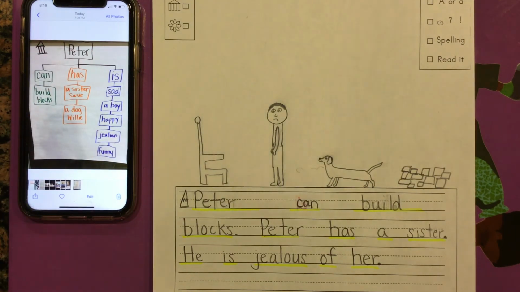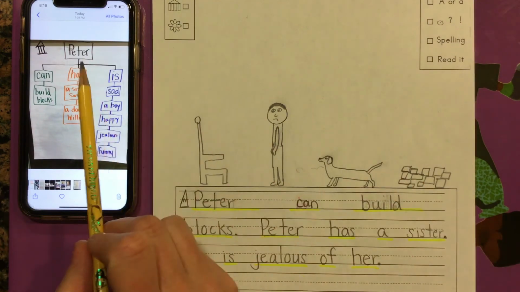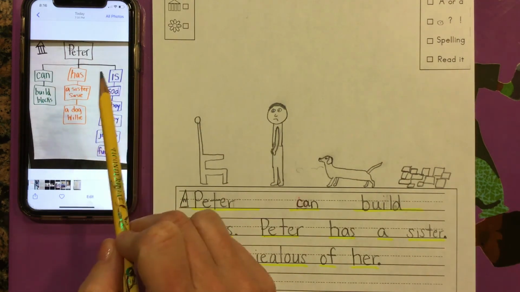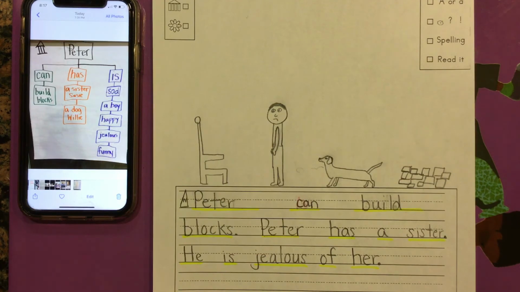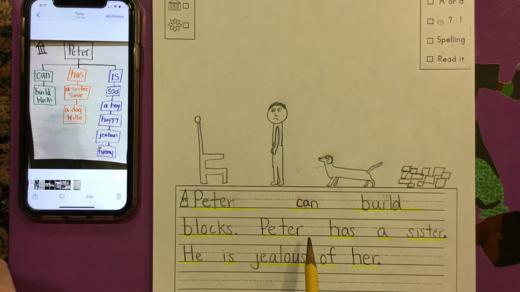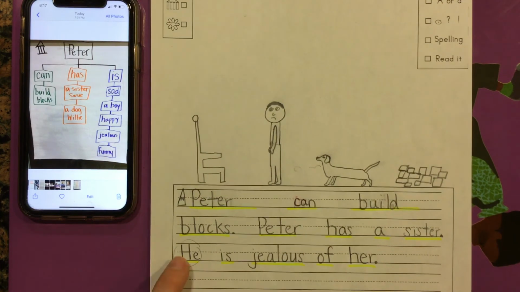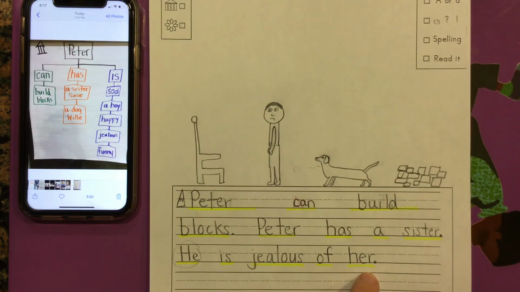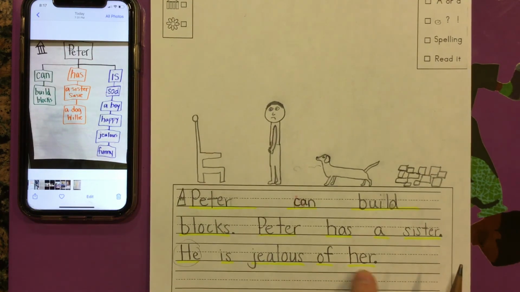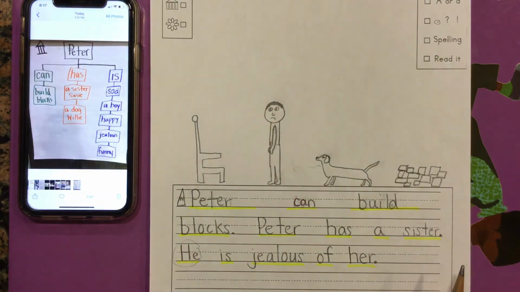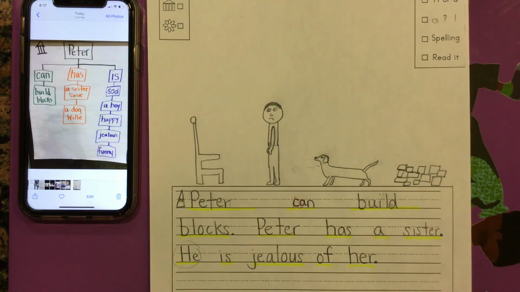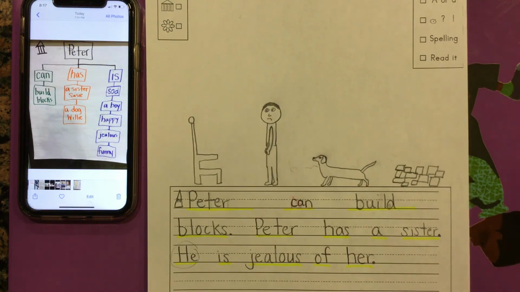Okay, now one of the things that you can do as you become a better writer is you don't have to write Peter, Peter, Peter over and over again. You can actually start to use the pronoun for Peter. Is Peter a boy or a girl? Well, he's a boy. And I just said he, so we're going to use that word he instead of Peter. He is jealous of her. So now, or I could have said he is jealous of Susie. Okay, that would have been a good sentence too. So you can really add some variety there based off of your own thoughts.